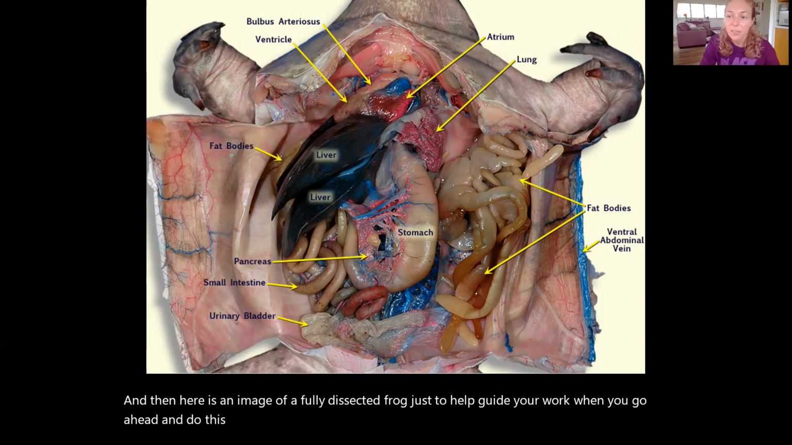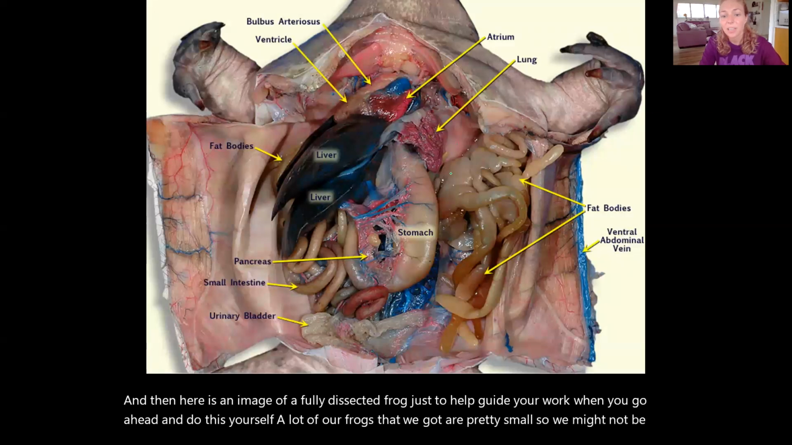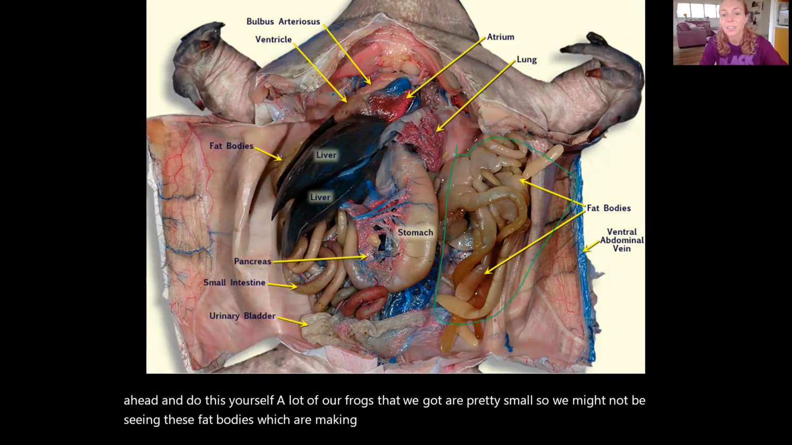A lot of our frogs that we got are pretty small, so we might not be seeing these fat bodies, which are making up the bulk of the internal anatomy on this picture here.